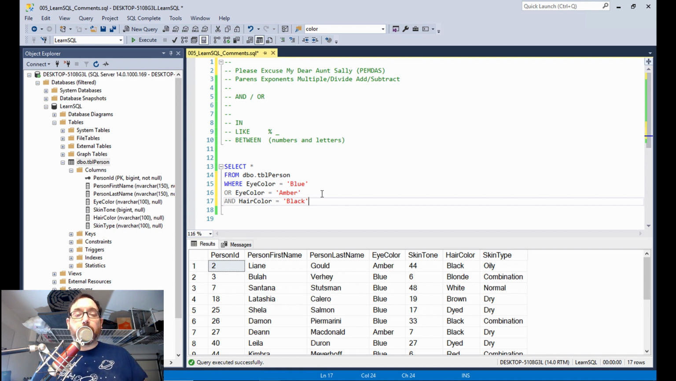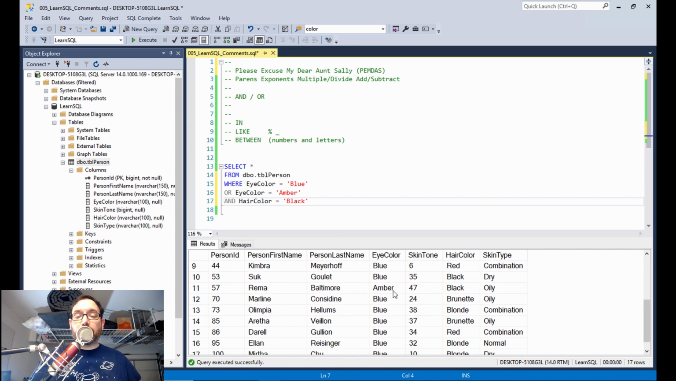So what is going on right now is SQL is separating these into two chunks. We have eye color is blue, or eye color is amber and black. We won't find amber with any hair color other than black. So to avoid that, if you are actually looking for eye color equals blue or eye color equals amber, and the hair color must be black, we use parentheses.